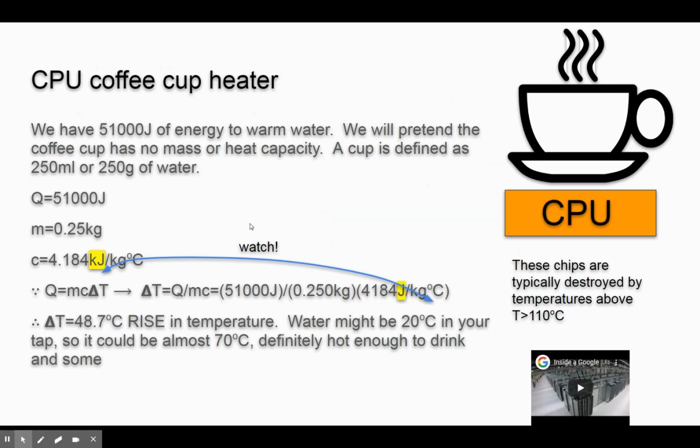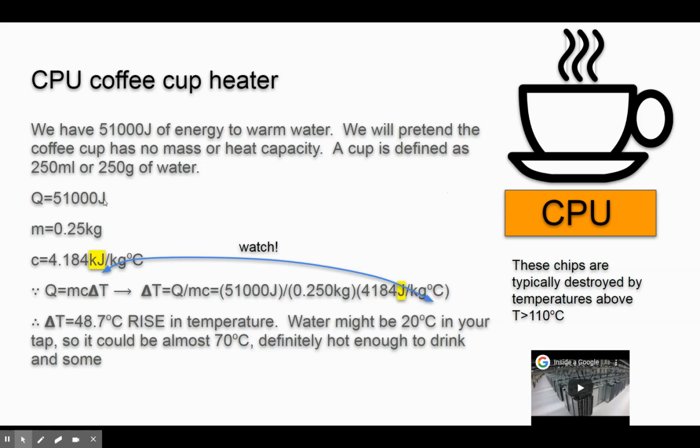So a cup of coffee is typically 250 milliliters or 250 grams, same thing. So we're going to take the CPU and we're going to fire all its 51,000 joules into the water in the cup of coffee to get an idea of what 51,000 joules would do over the course of 10 minutes to a cup of coffee. So let's say you made a new computer rig where the CPU is on top and you could set your coffee there and let the CPU heat it up.